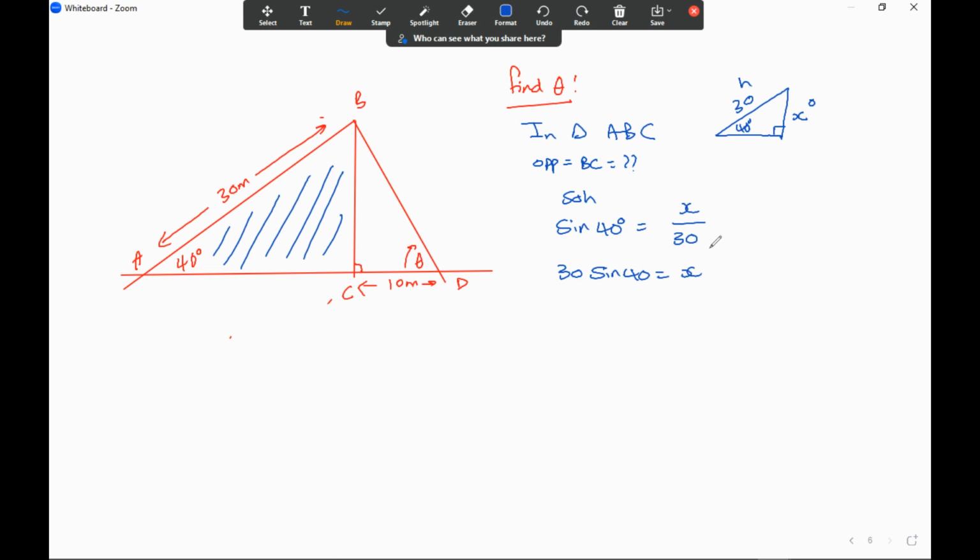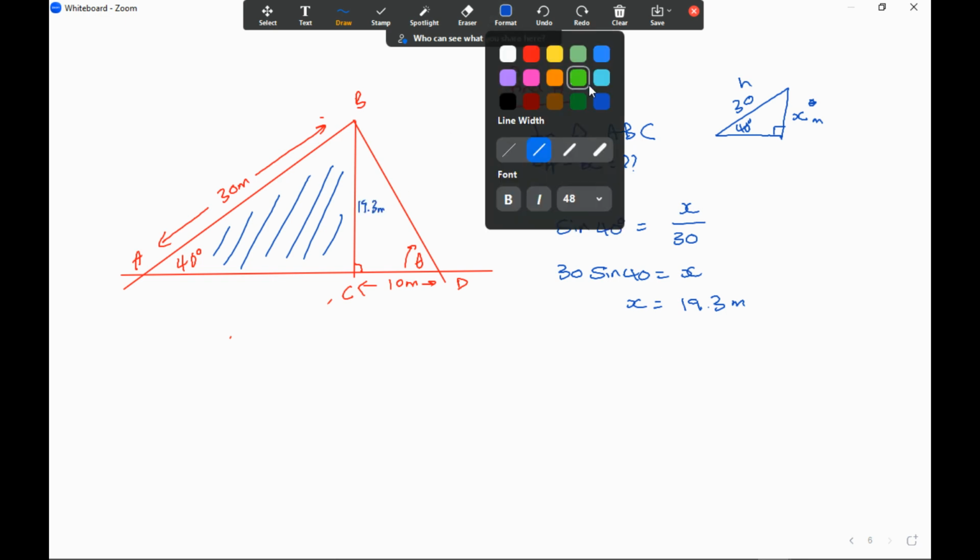Put it on the calculator. 30 sine 40 will come to 19.3. So x will equal 19.3, not degrees, meters, right? Meters. So now I know this is 19.3 meters.